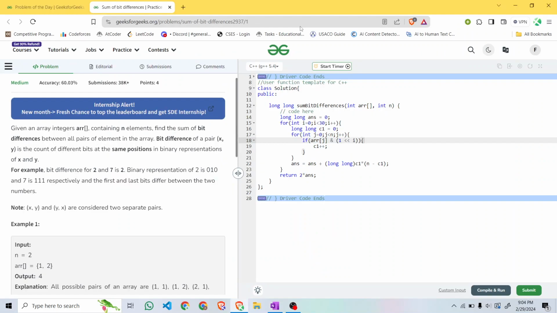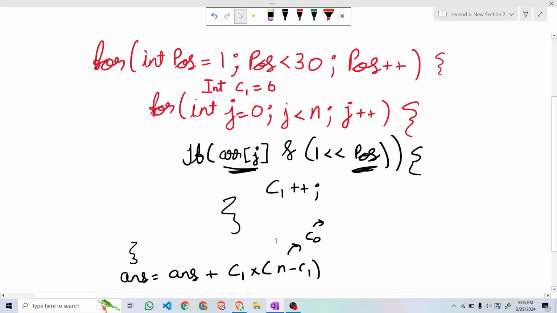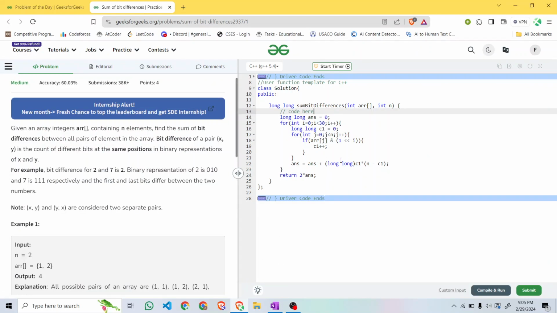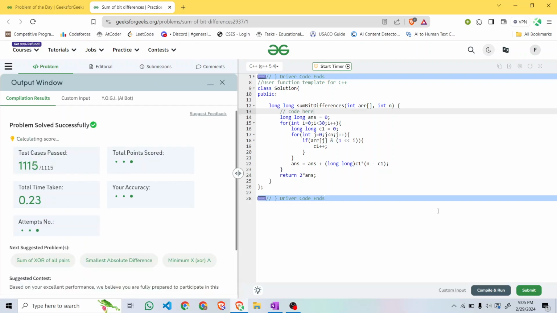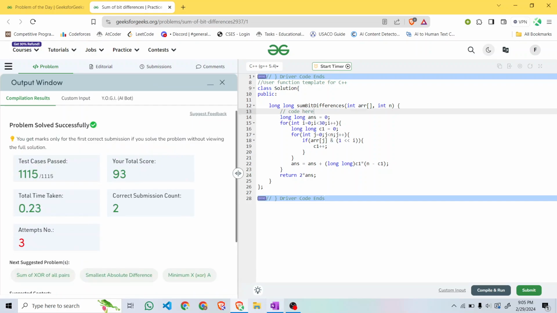So this is the code for it, whatever I've explained right here. Okay, let me just submit it. Okay, thank you.